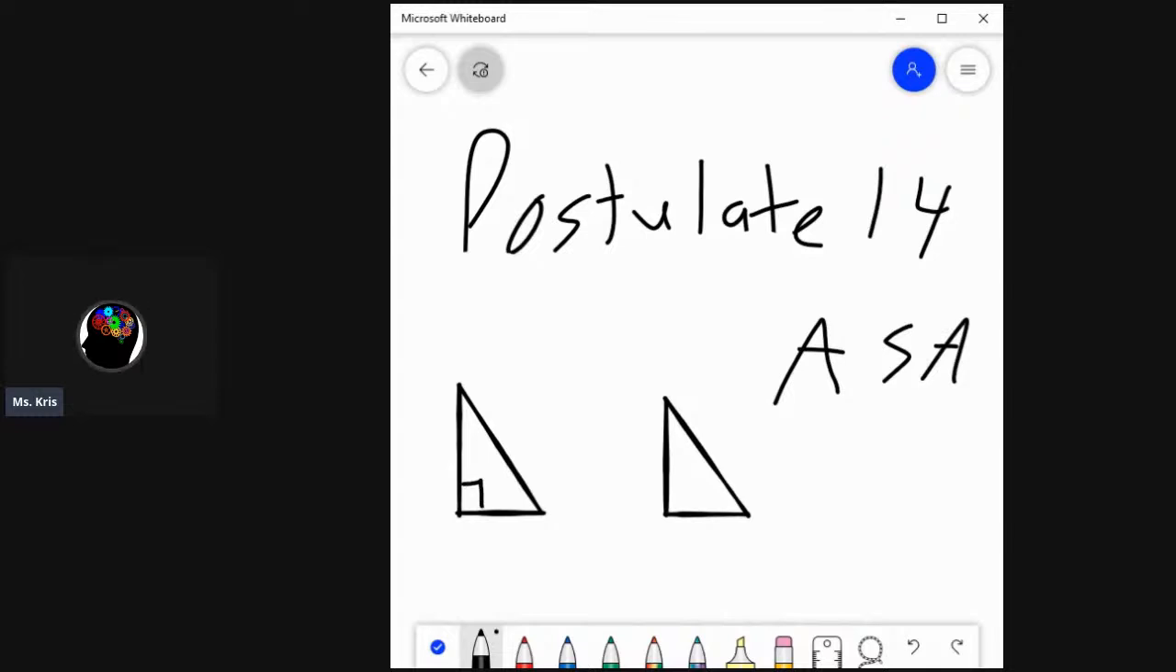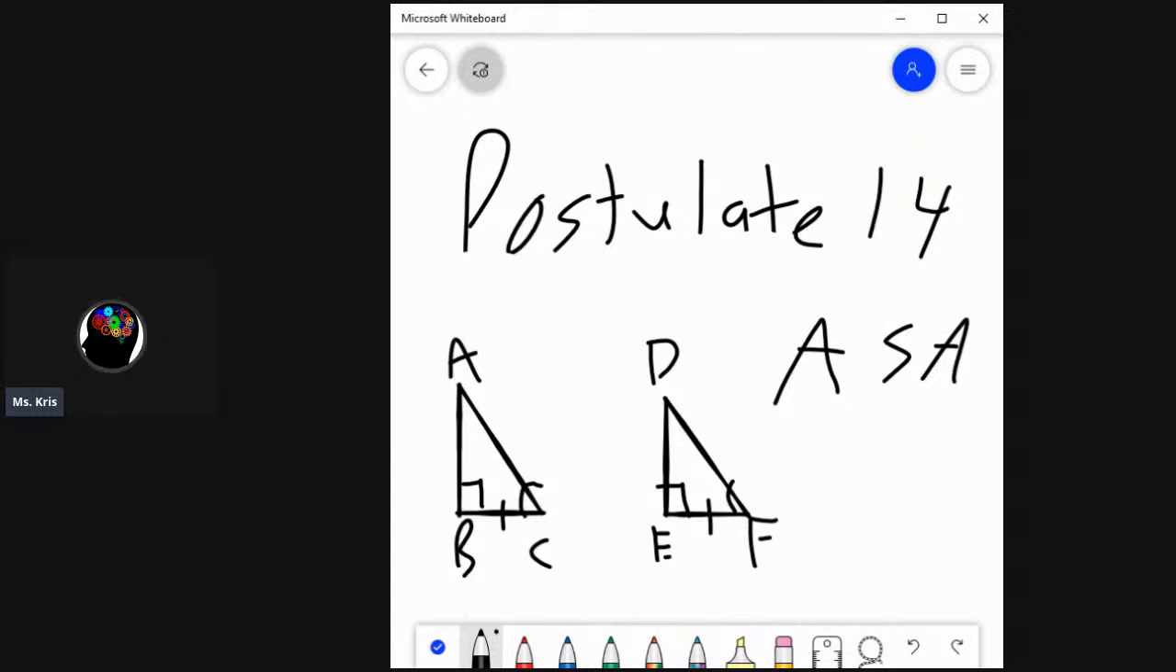So, say for instance, back to A, B, C, and D, E, F. If you have angle B congruent to angle E, side BC congruent to EF, and angle C congruent to angle F, then you have proven that the triangles are congruent based on the postulate of angle side angle.